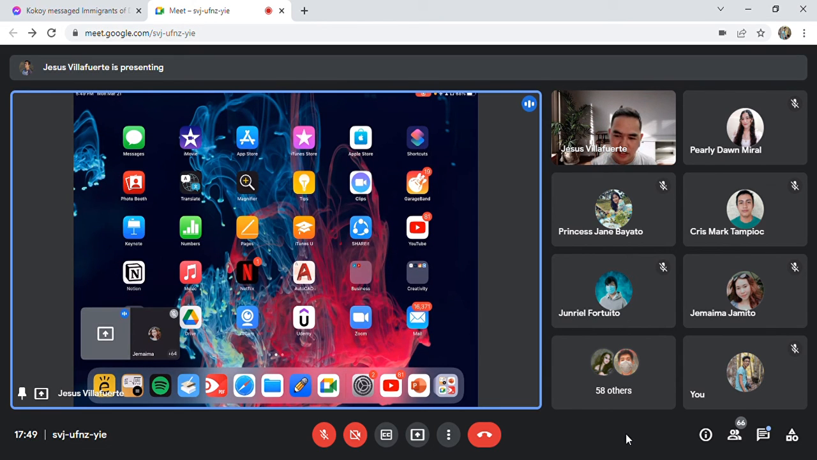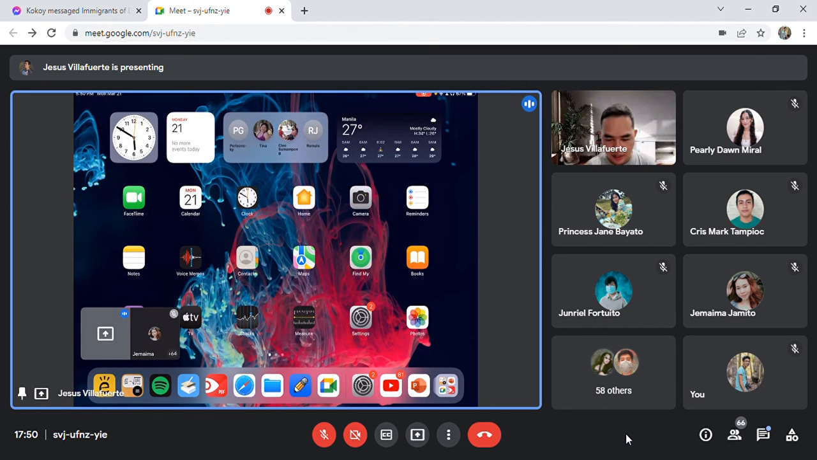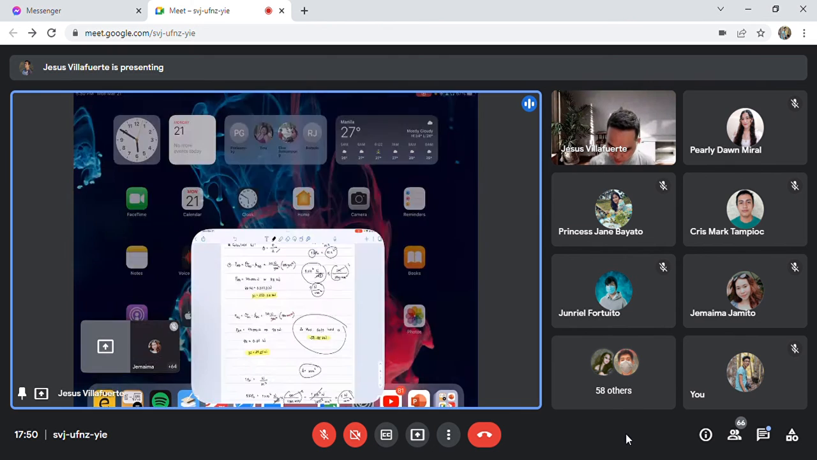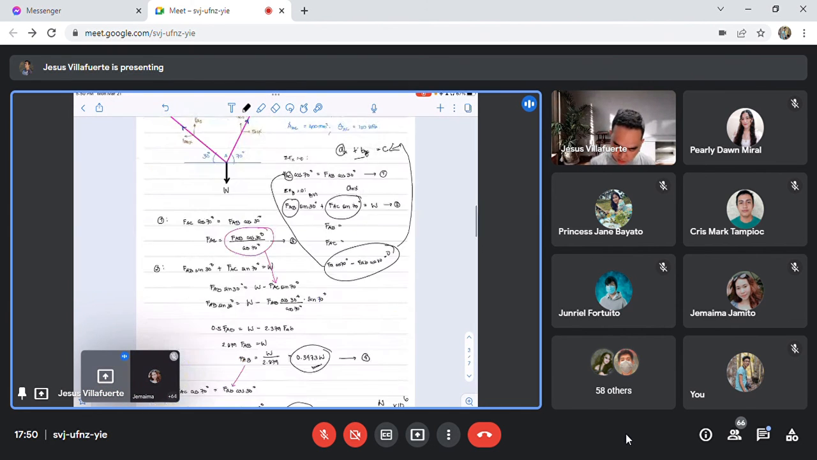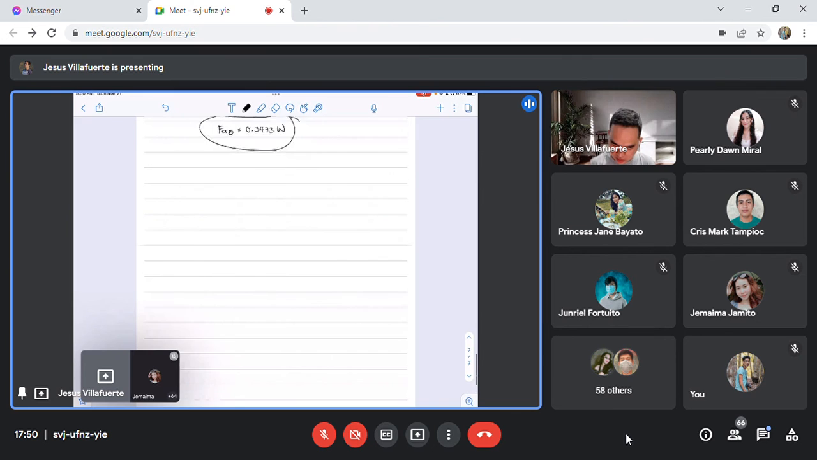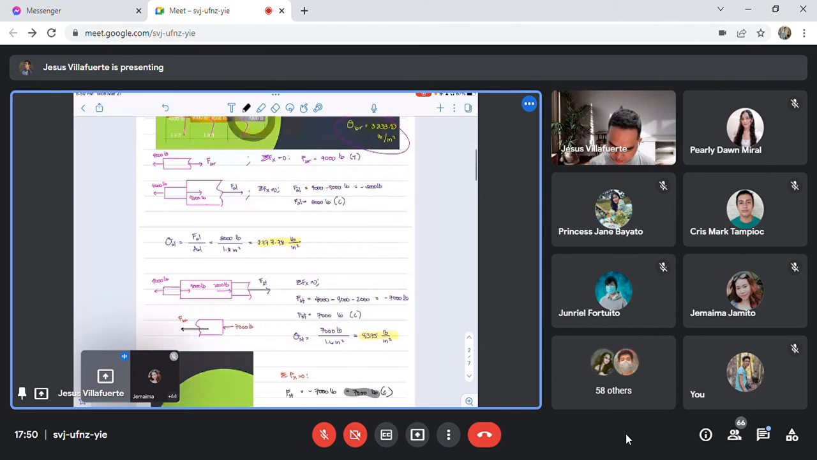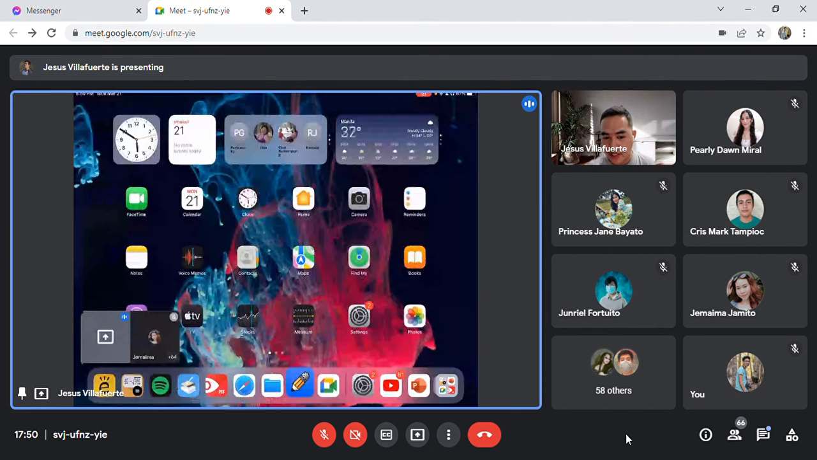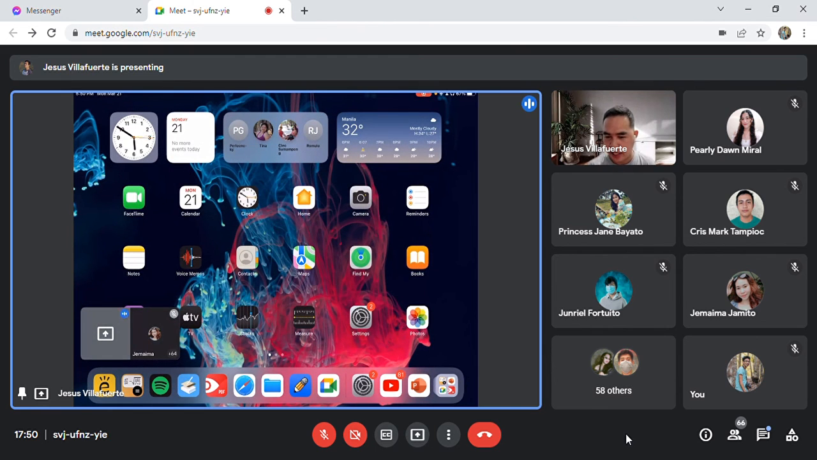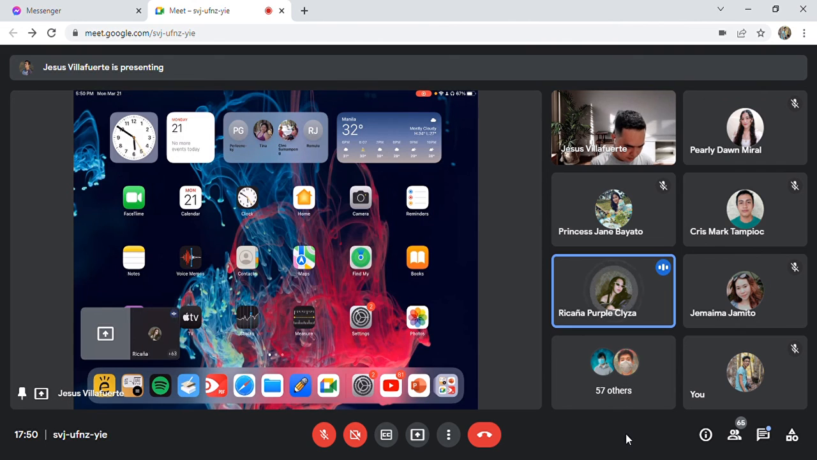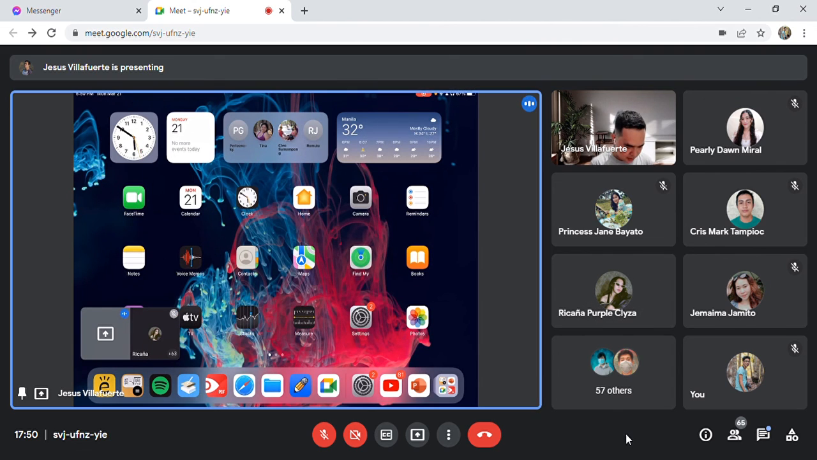Okay, class, I'm done. I will send the example we discussed to our group chat, and we will have more examples of this next time on Saturday. Then probably next week after that, we can have our first exam. Sir, will we discuss trusses on Saturday? Yes, we will discuss trusses on Saturday. Thank you, sir.